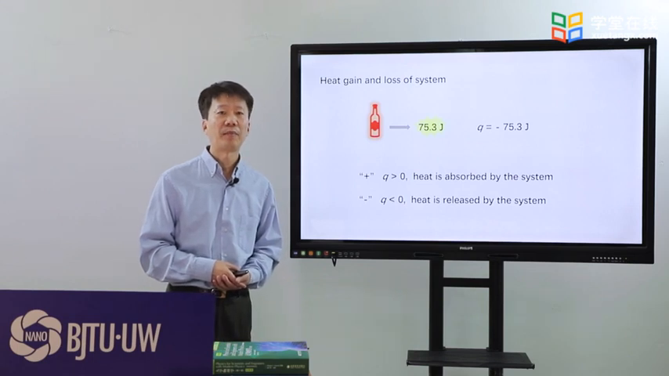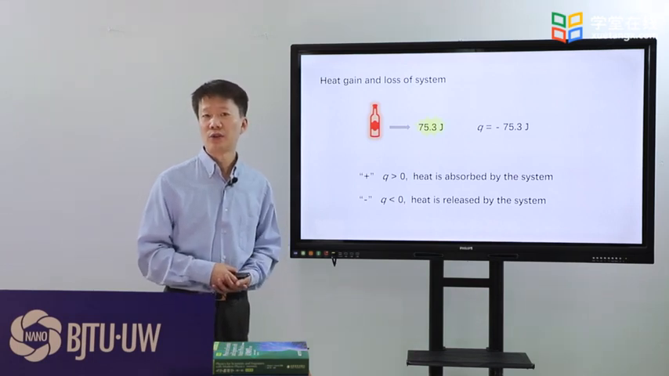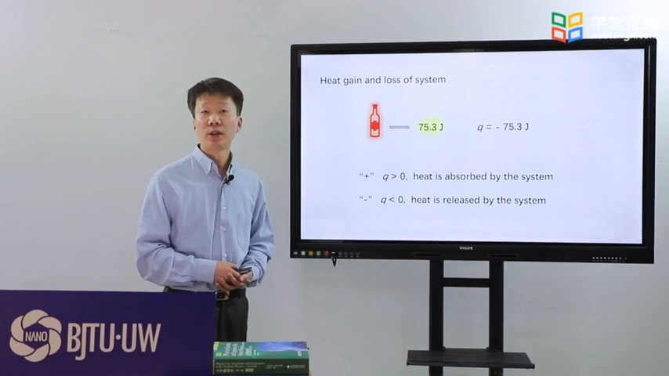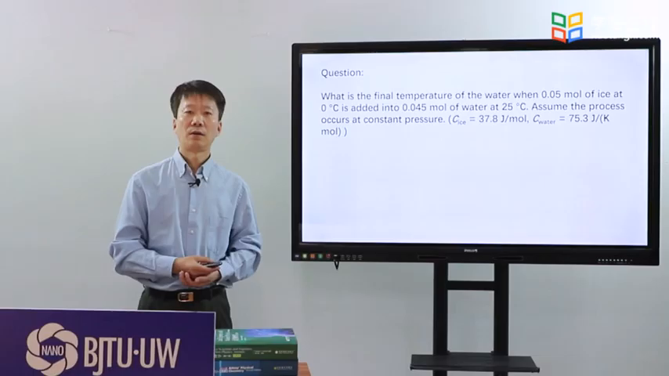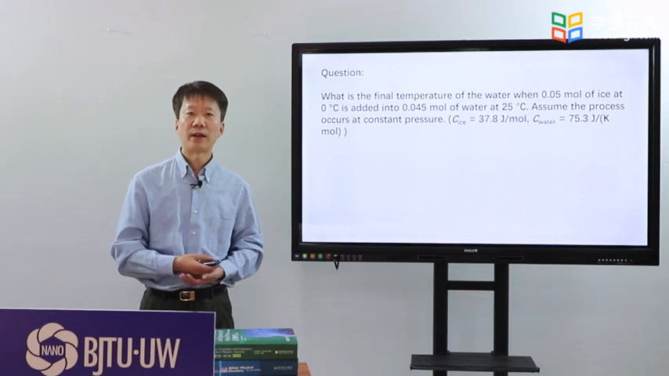For example, if 1 mole of water releases 75.3 joules of heat out into the surroundings, it's written as Q equals minus 75.3 joules. Clearly, the sign in front of heat indicates the heat gain and loss of the system. Let's solve a problem so that we can understand the concepts better.